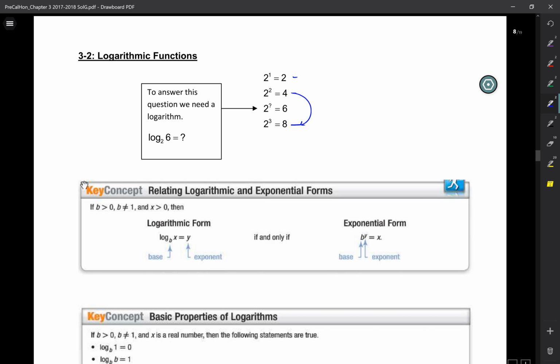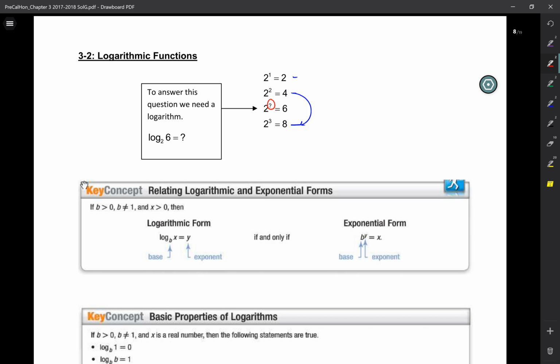What if, though, I wanted to raise 2 to a power of something and get 6? What would that exponent be? Now, you can probably tell it's going to be somewhere between 2 and 3, right? And then we could laboriously figure it out. Is it 2.5? Is it above 2.5? Blah, blah, blah. But basically, the answer to that is a logarithm.